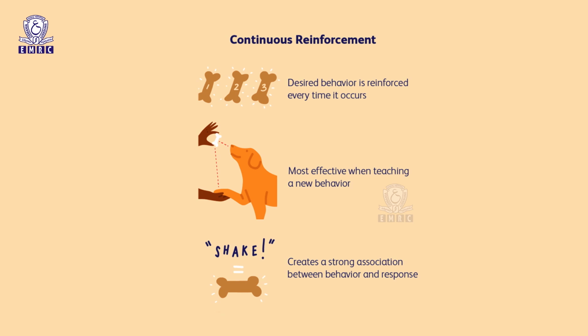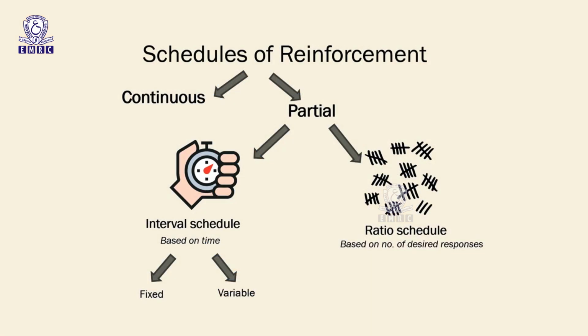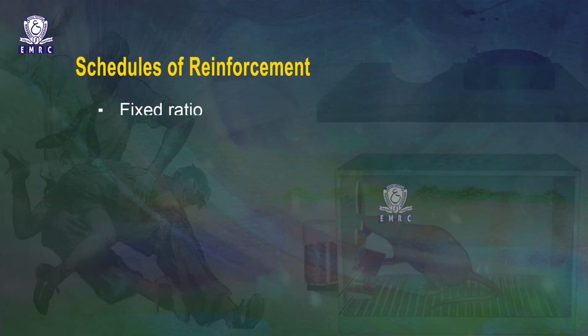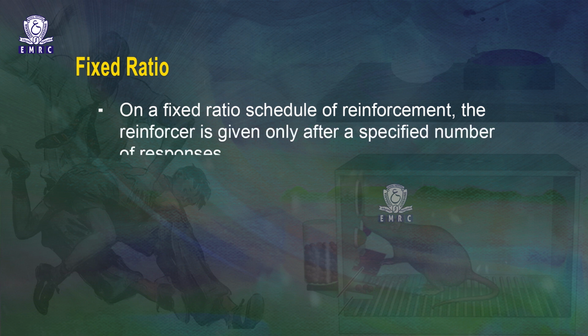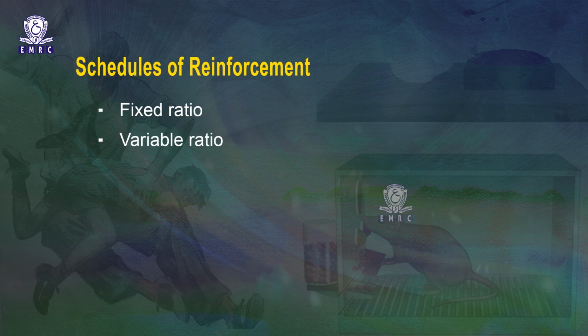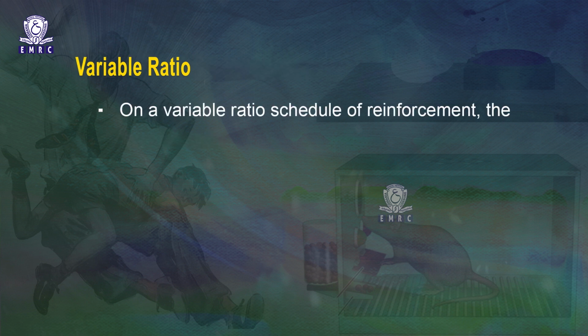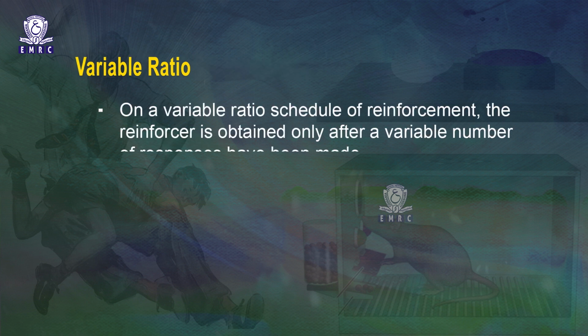In addition to continuous reinforcement, psychologists have described 4 types of schedules of reinforcement and have shown us the effects of each on behavior. 1. Fixed ratio. On a fixed ratio schedule of reinforcement, the reinforcer is given only after a specified number of responses. 2. Variable ratio. On a variable ratio schedule of reinforcement, the reinforcer is obtained only after a variable number of responses have been made.